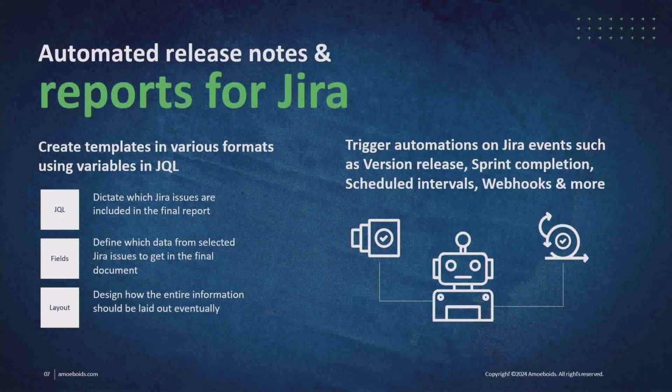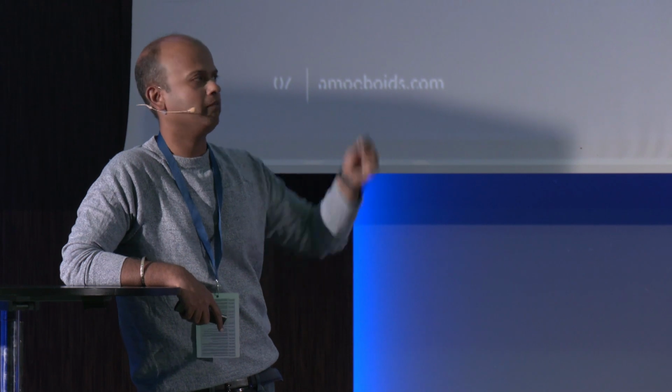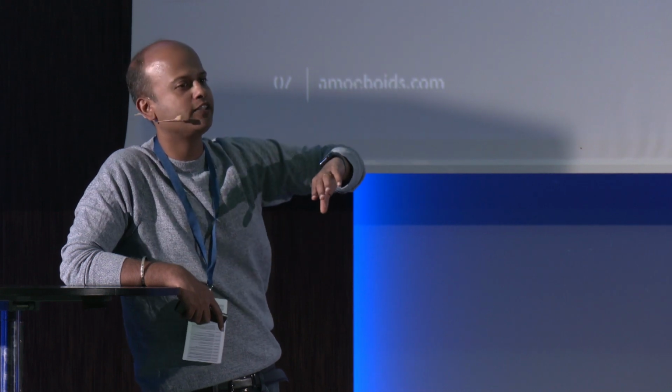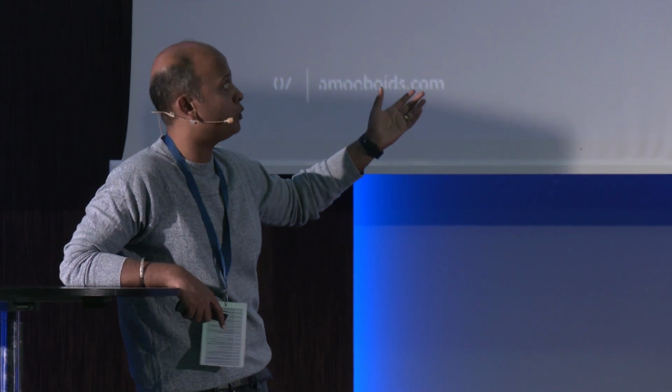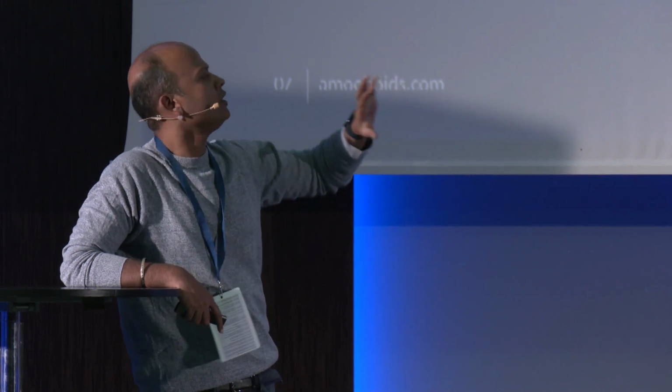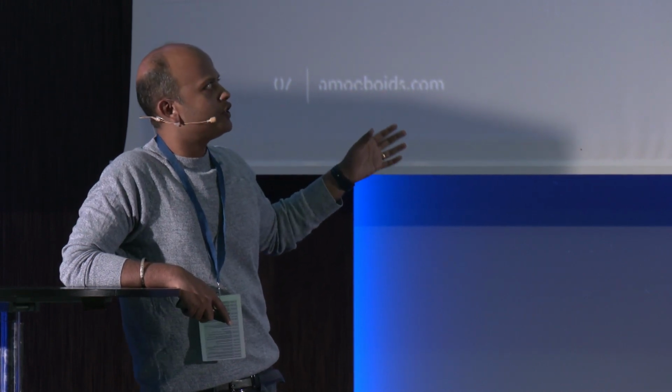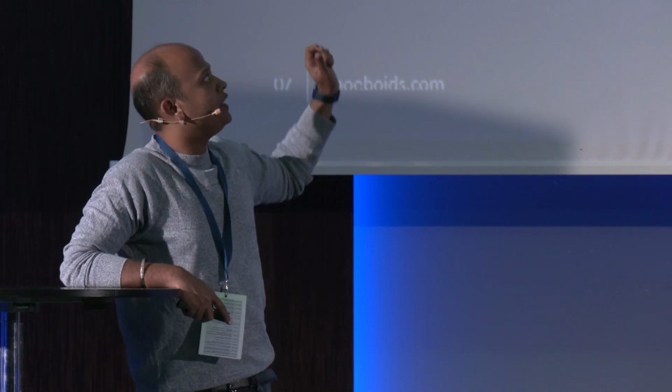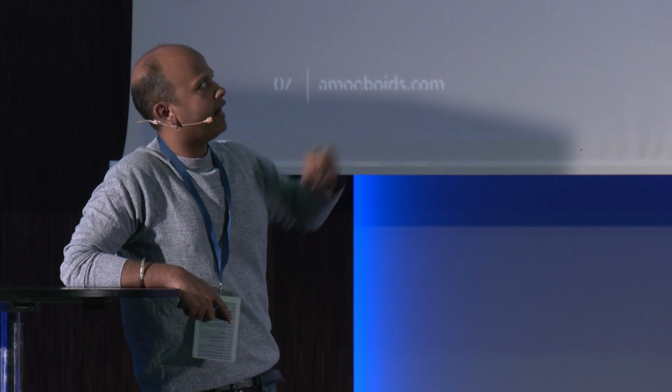Sprint started or sprint completed, done. Anyway, you're going to mark a sprint as completed inside of your Jira project. That automatically ends up generating the relevant reports for you. Scheduled intervals, webhooks. So there is no limitation in terms of what kind of automation can be done through templates and triggers.